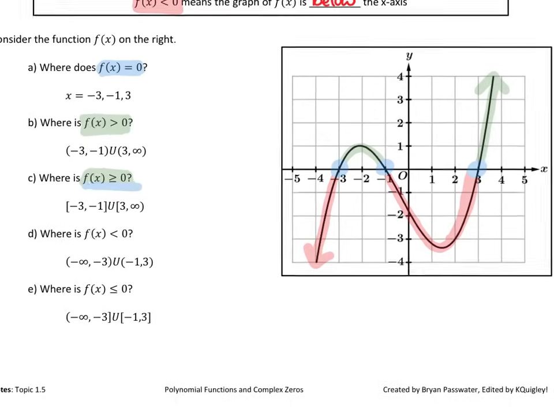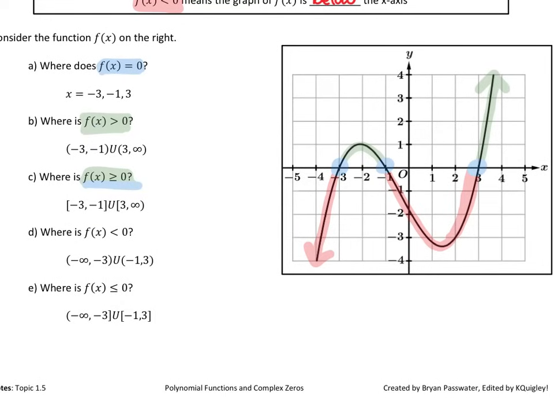Same thing for where it's less than, it's the same idea. If I ask you where it is less than 0, I'm just asking where is it red. It's red from -infinity to -3, but not including -3, because at that point it's equal to 0. And then from -1 to +3. And vice versa on the last one. That one's asking less than and equal. So again, like you identified for the other part, those parentheses change to brackets because it is actually equal to 0 at these 3 points.